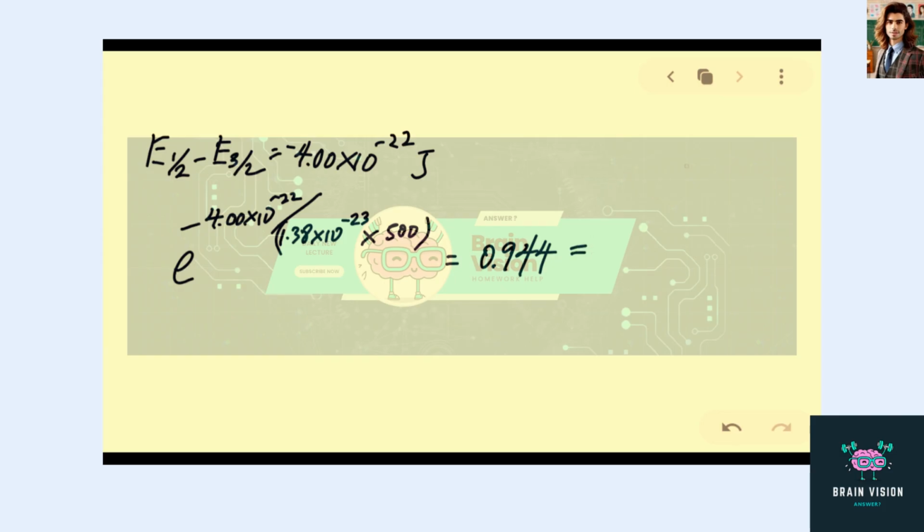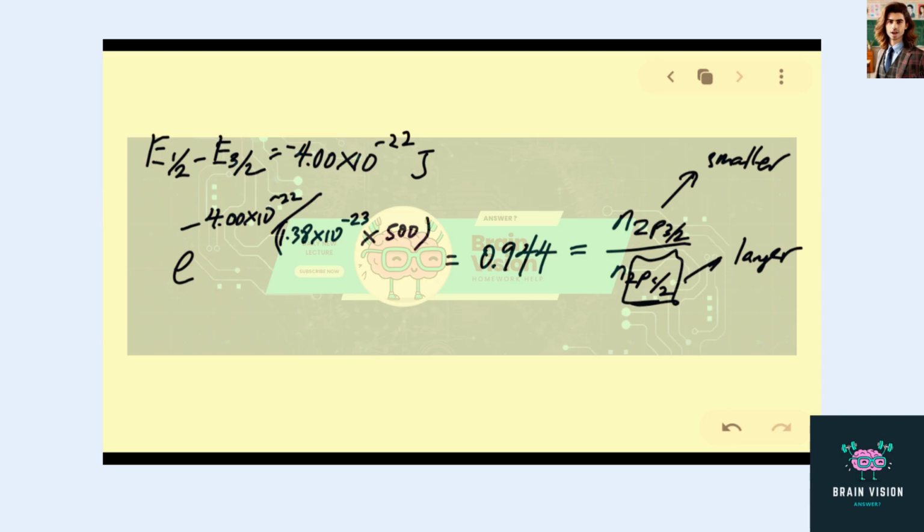And this tells us that more atoms are in the 2p half state. Because this is 2p 3/2 over 2p half, and since this is less than 1, it means that this value is smaller than the number of atoms in the 2p half state. So there are more atoms in the 2p half state at 500 kelvins.